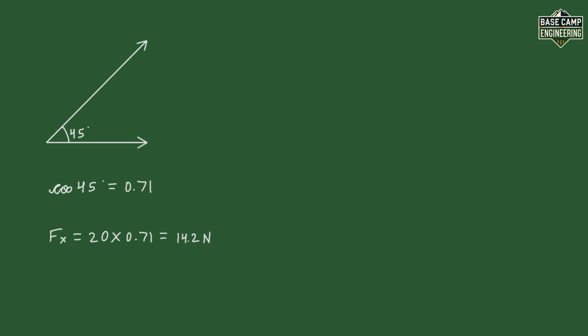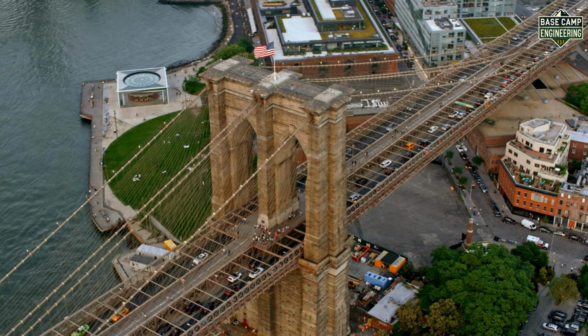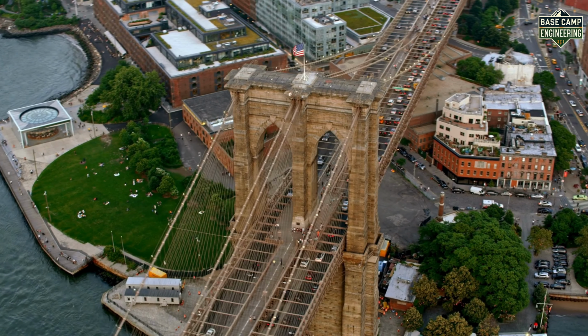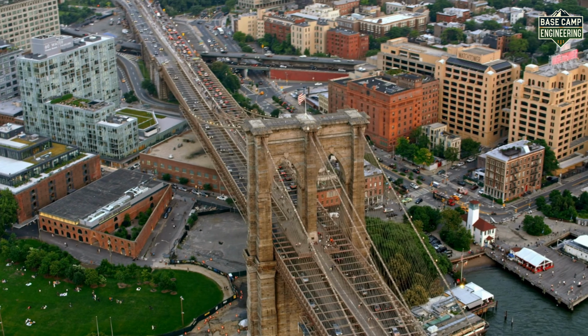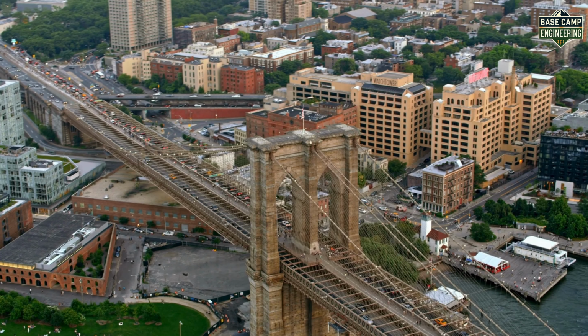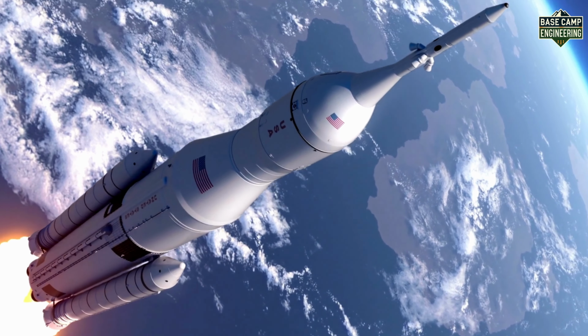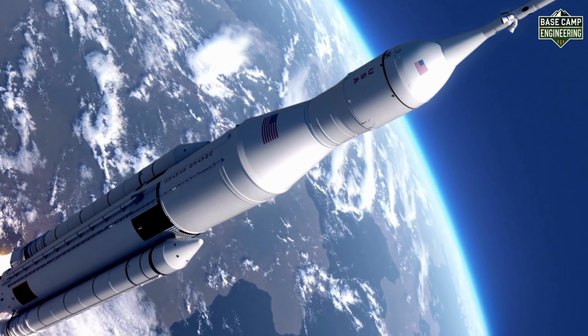Pretty cool, right? The rest of the force pushes into the ramp. But we will focus on the part that matters for motion. For example, when engineers design a bridge, they use trigonometry to figure out how much force goes into each support beam based on the angles. Or when a rocket launches, they use trigonometry to calculate its path.